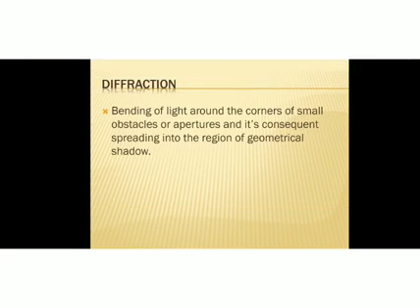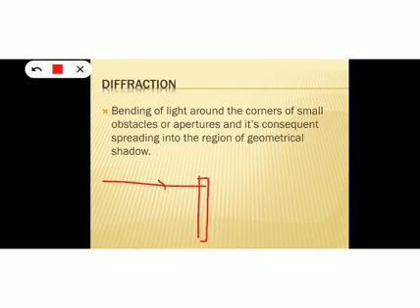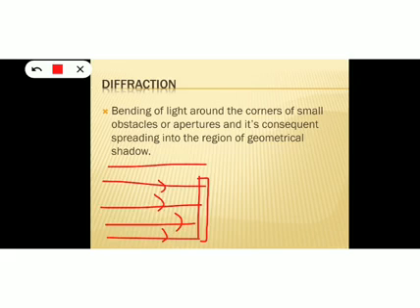So what do we mean by diffraction? Bending of light round the corners of small obstacles or apertures and its consequent spreading into the region of geometrical shadow. That is diffraction. Let me explain the same thing with the help of an example. Here I have represented an obstacle. Now light rays are coming like this, from a distant source.